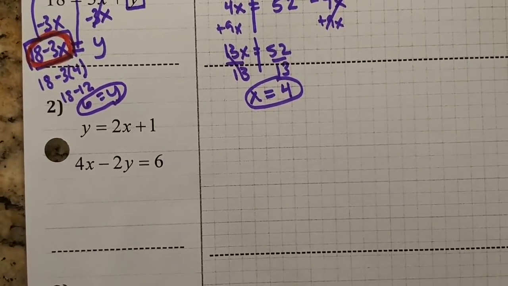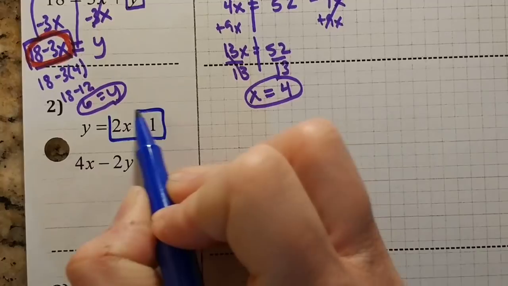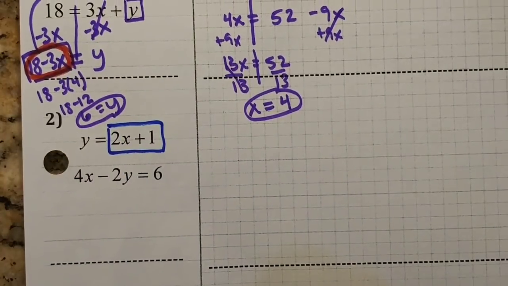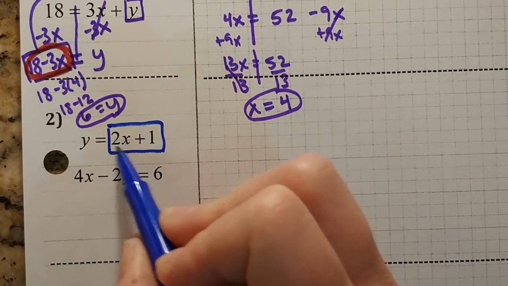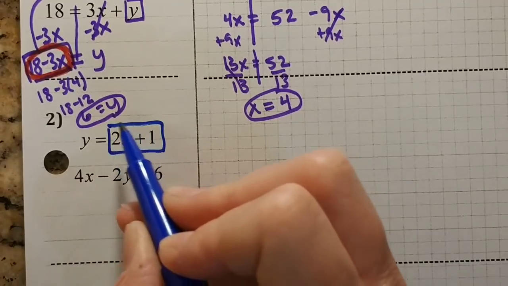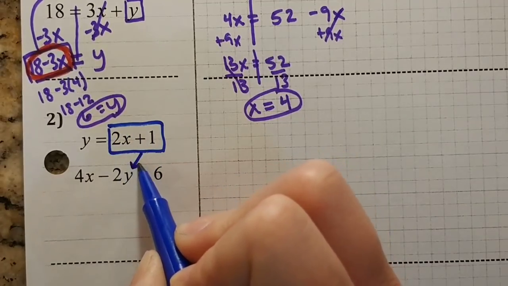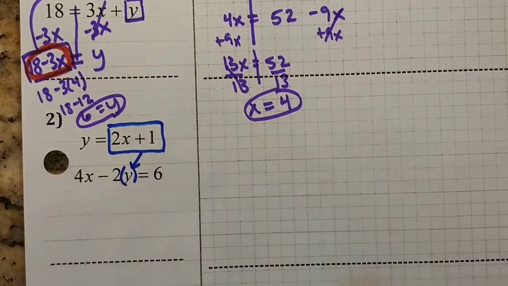Taking a look at the two equations, one of them is solved for either x or y. Do you see it? Go ahead and put a box around it. That's going to be our package. y is 2x plus 1. So we are going to replace this expression, or this entire package, into the other equation right in place of y.